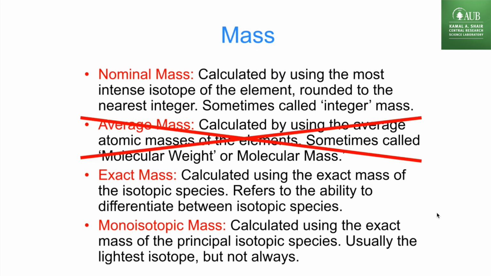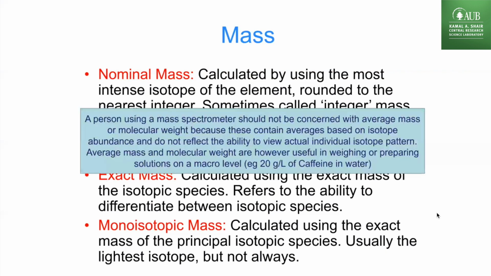Then I have the same slides again. So yeah, big red X, no average mass, right? That point is clear. And this says exactly what I said and why I asked you that question at the beginning. This is the answer. So when do you use average mass? When you are preparing something on your balance, because on your balance you don't separate the isotopes. But in the mass spectrometer, we do separate the isotopes, so we should use the monoisotopic mass.